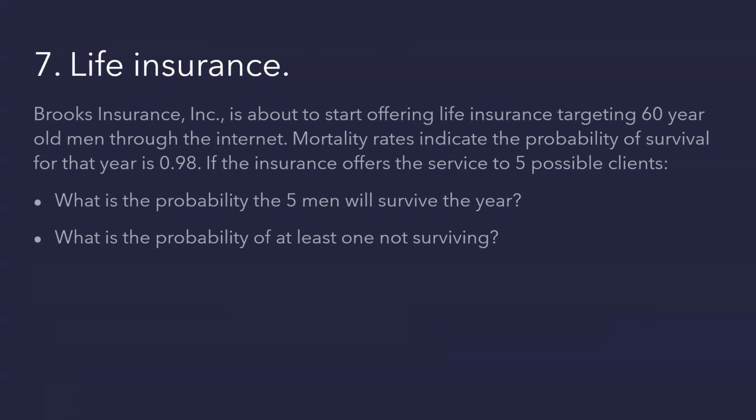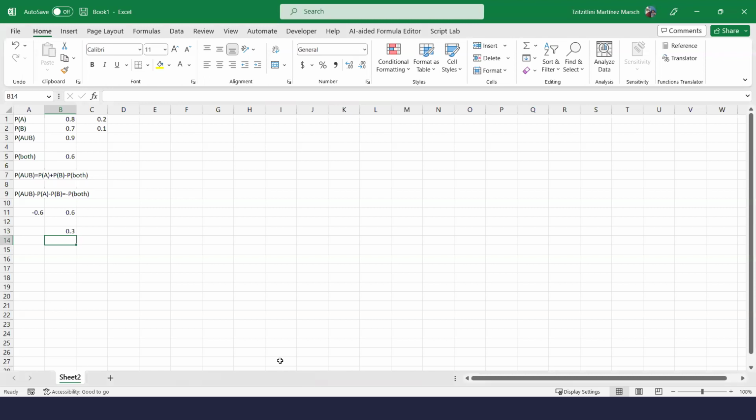So if you remember, these are independent events. If one man dies, it does not mean that the other will die. These are independent events. So this is the multiplicative law. And what is the probability of at least one of them not surviving? Okay, so here we go.